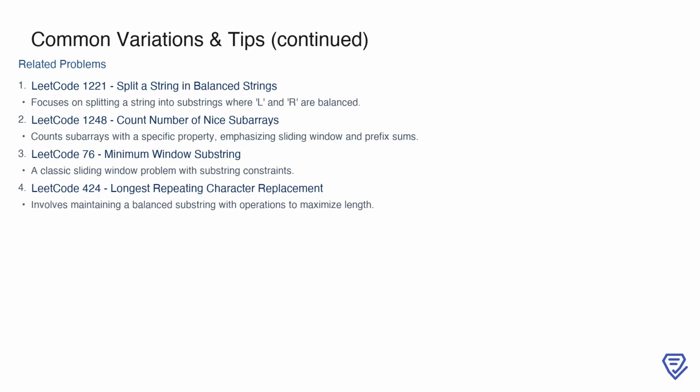LeetCode 1248, on the other hand, involves counting subarrays with a specific property and highlights the importance of sliding window and prefix sum techniques. Another related problem, LeetCode 76, deals with finding the minimum window substring that meets certain constraints, making it a classic example of sliding window logic.